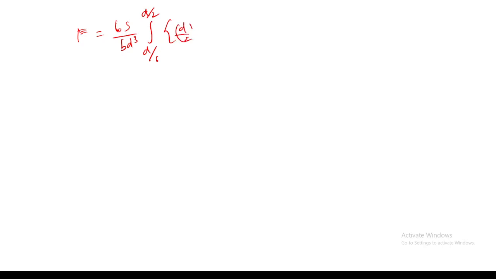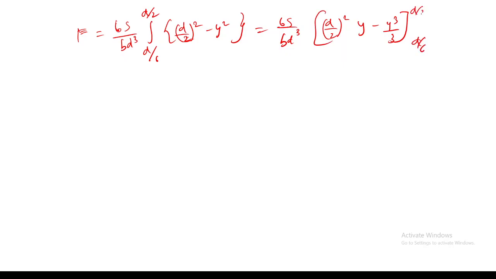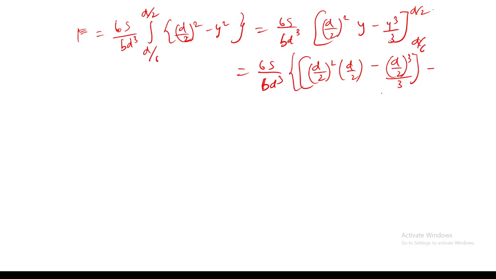D by 2 the whole square minus Y square. On integration, what we will get is 6S divided by BD cube, D by 2 the whole square into Y minus Y cube divided by 3. For this, we substitute D by 6 to D by 2, which is nothing but 6S divided by BD cube, upper limit minus lower limit: D by 2 the whole square into D by 2 minus D by 2 the whole cube divided by 3, minus D by 2 the whole square into D by 6 minus D by 6 the whole cube divided by 3.